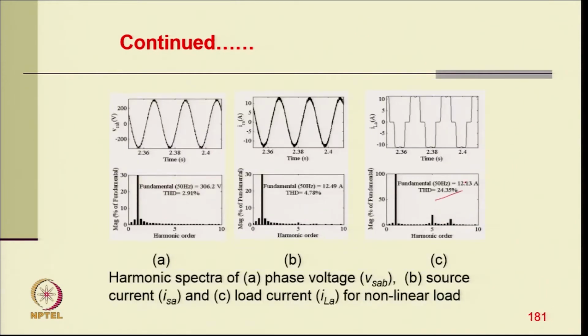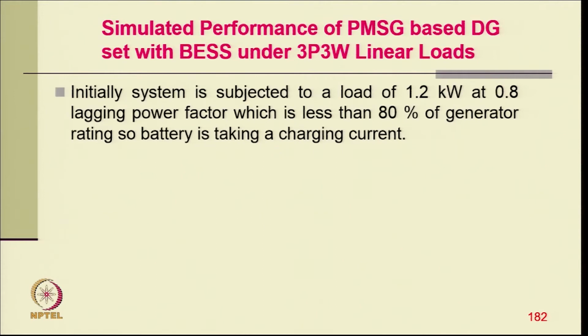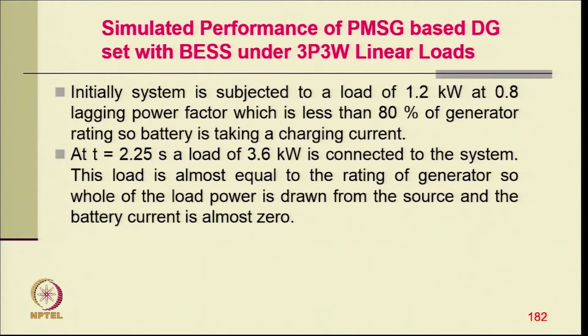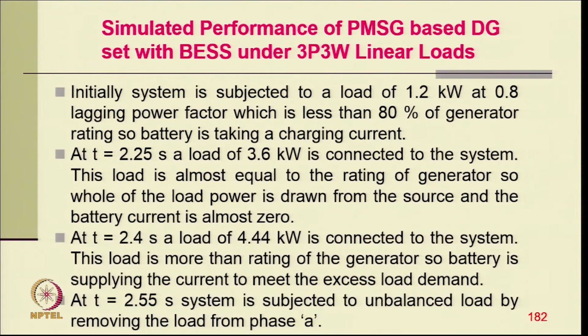And the THD of the load current is 24.33% for the 3 phase nonlinear load, and the generator current THD is 4.78%, where the voltage THD is 2.91%. So it is able to improve the power quality. And now, this is with the battery system.